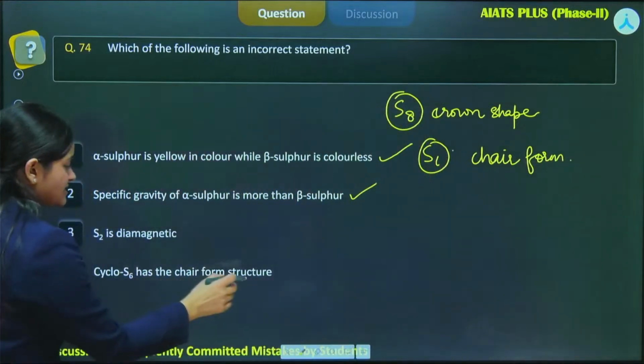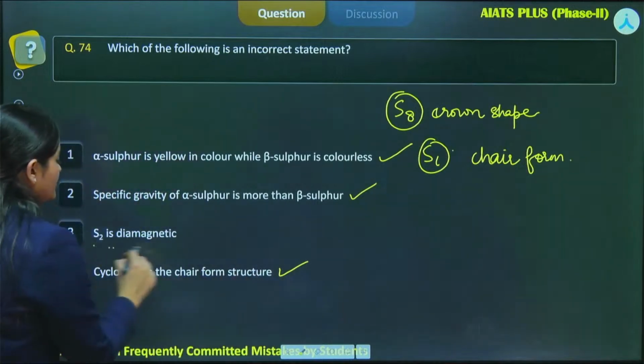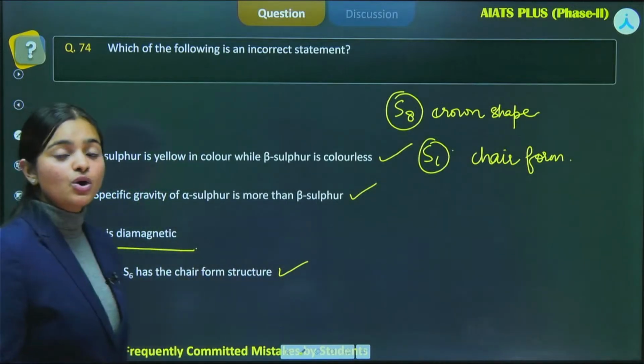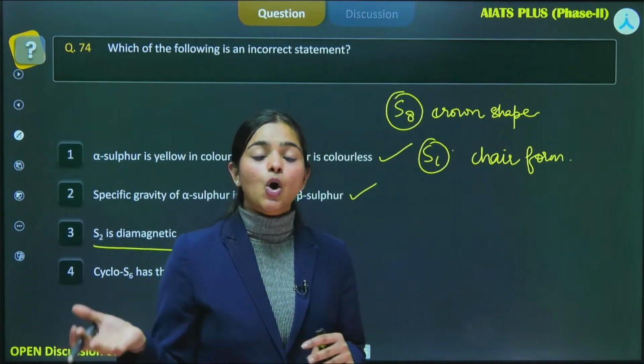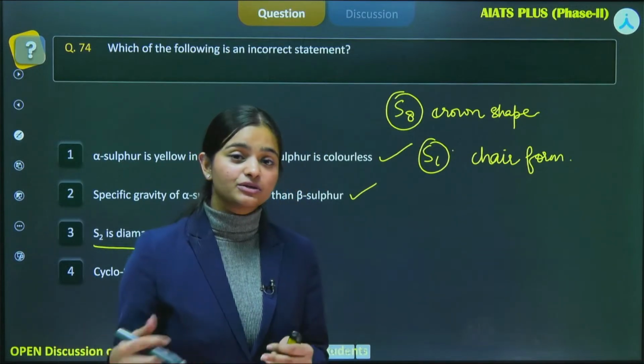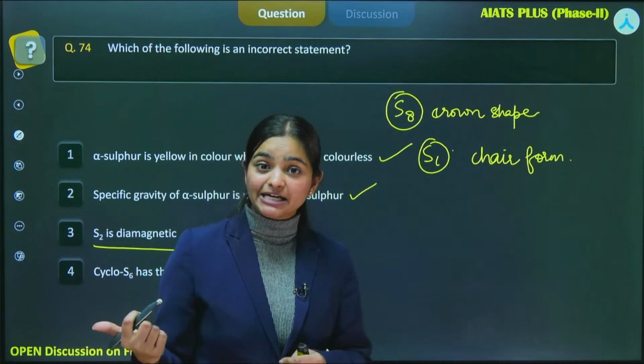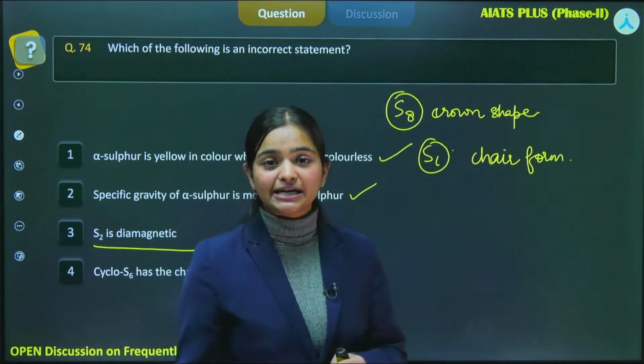So cyclo-S6 has the chair structure, and if we talk about S2, then S2, according to molecular orbital theory, has a similar structure to that of the O2 molecule. So we know that the O2 molecule is paramagnetic. It has a paramagnetic structure.